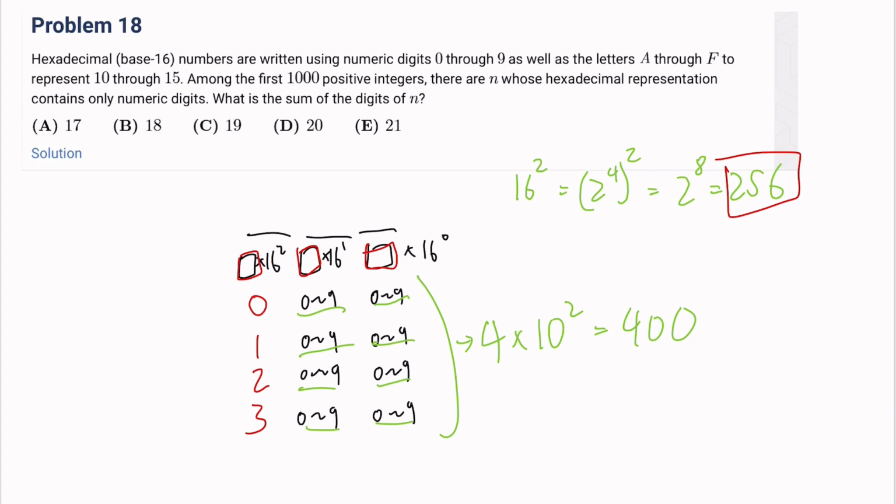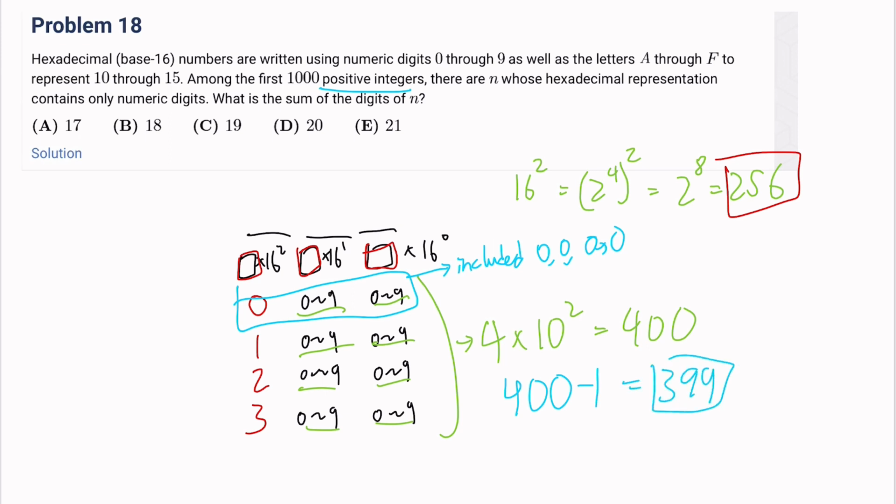So this might be n, but actually this is not n, because we have forgotten that in here we have included 0, 0, 0. So that would make it 0. And it says it needs to be the first 1000 positive integers. So we have to subtract that from here. So we have to do 400 minus 1, which is 399. So the answer is 3 plus 9 plus 9, which is, what is it? 18 plus 3, it's 21. So the answer is E.